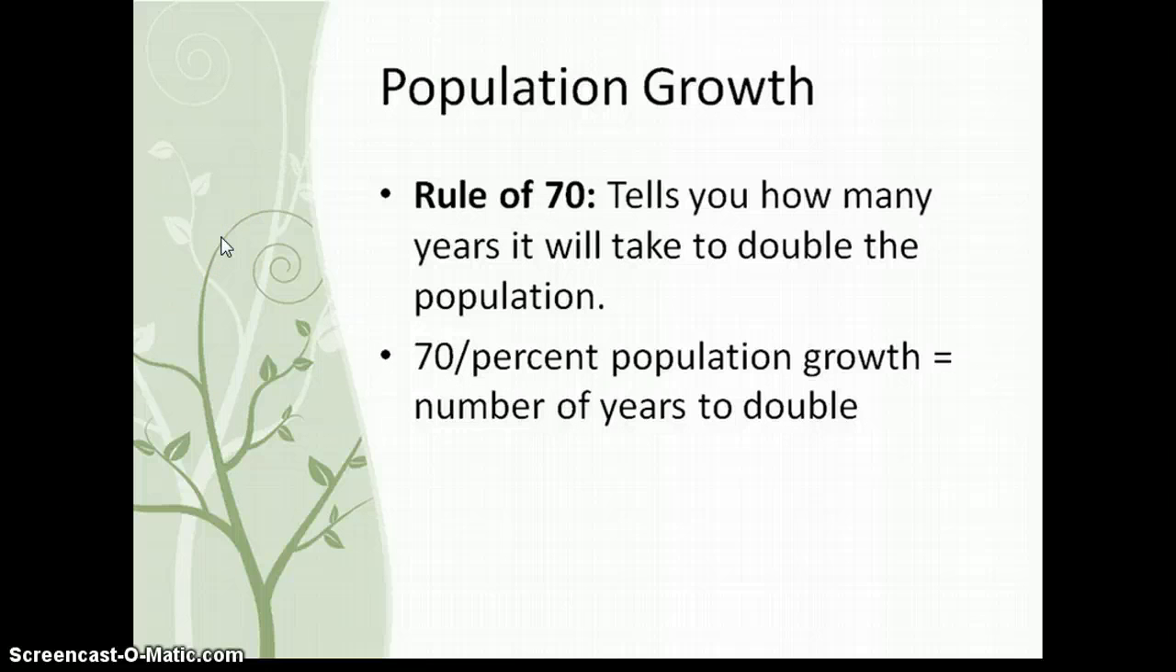When we study population growth, we can determine how many years it's going to take for the population to double using the rule of 70. All you do is take the number 70 and divide that by the percent population growth, and that will give you the number of years it's going to take for the population to double. If we have 70 divided by 1.25% population growth, that gives us about 55 years to double, just as an example. And we'll do more examples a little bit later on in the next video.